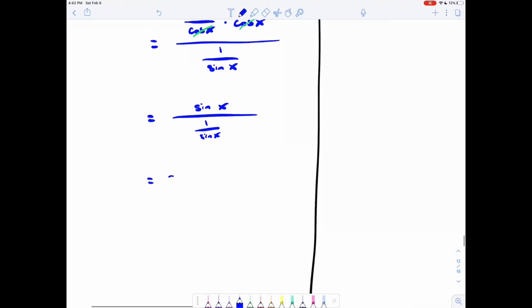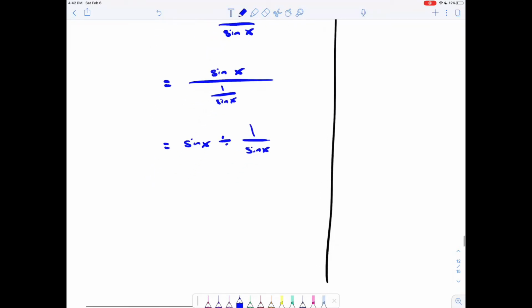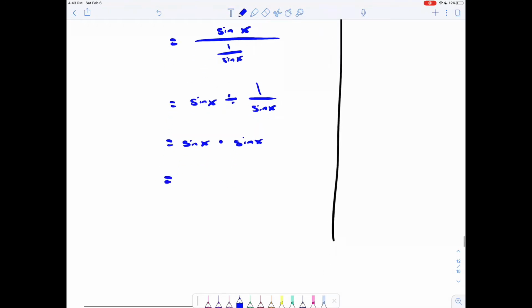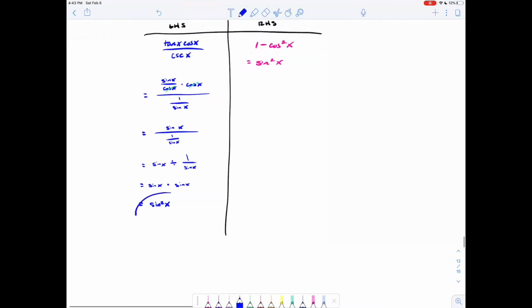If you want to rewrite that statement as this, you can. If you want to rewrite it as multiplication, you can. But what's key is that we can determine that it is eventually sine squared of x. That is a beautiful moment, because at that moment, my left side and my right side equal the exact same thing. It's wonderful.